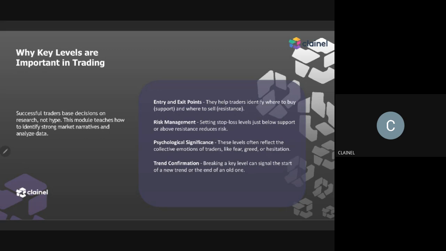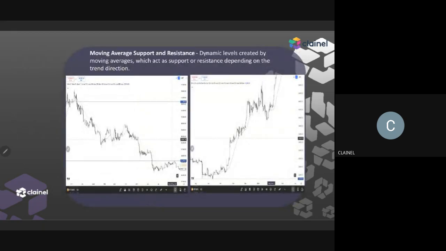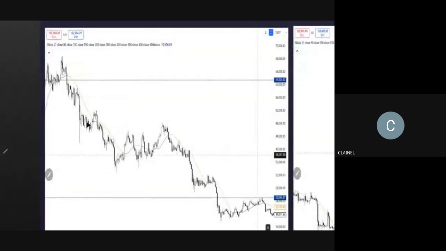They help you in risk management, setting stop loss levels just below support or above resistance to reduce risk. They also help with psychological significance. These levels often reflect the collective emotions of traders, like we talked about previously when I went back to the chart. Here, the color of your candlesticks can be any color you choose, but there's still going to be one candle representing price going up, and one candle representing price coming down.